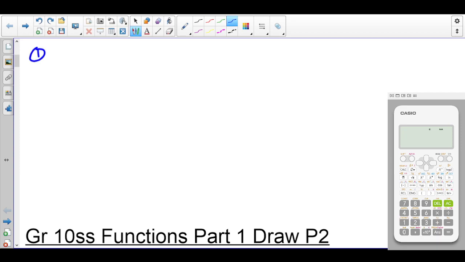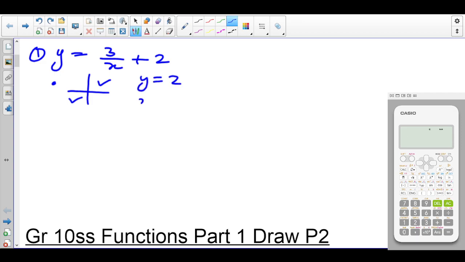What's the first one I gave you? y is equal to 3 over x plus 2. So when we start, we need to say the shape of this graph. So it's positive. So which quadrants will it be in? 1 and 3. So what's my horizontal asymptote? y is equal to 2 and x equal to 0.